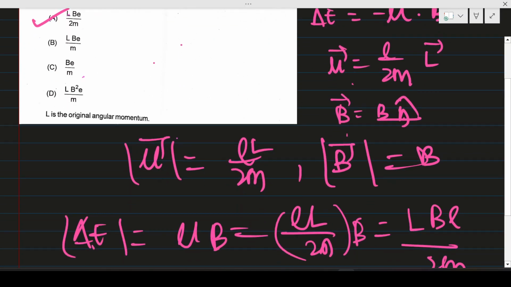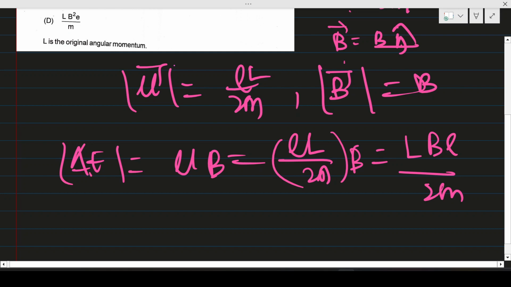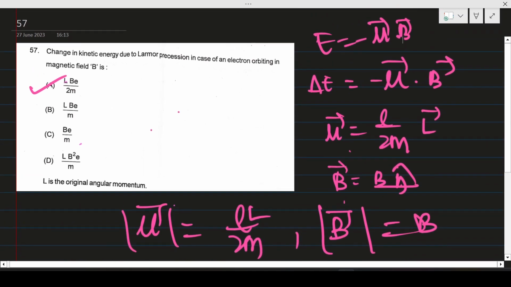Now the magnitude of mu bar equal to eL by 2m. The magnitude of B bar equal to B. Now the magnitude of energy equal to what? mu B. It will be eL by 2m into B. So the answer will be LBe by 2m. So the answer will be A.